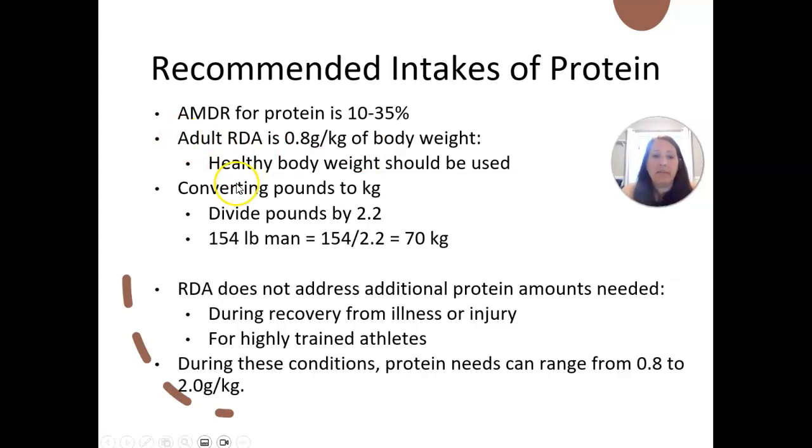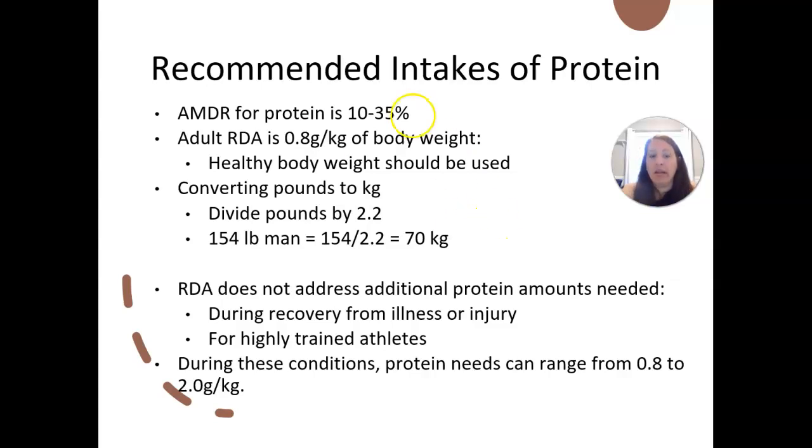So let me give you an example here. Let's say we have a healthy adult man who weighs 154 pounds. To figure out how much he weighs in kilograms, you're just going to do 154 divided by 2.2, and that's going to give you 70 kilograms. So that's this man's weight in kilograms. That's the first step to calculating protein intake. You always have to convert from pounds to kilograms.